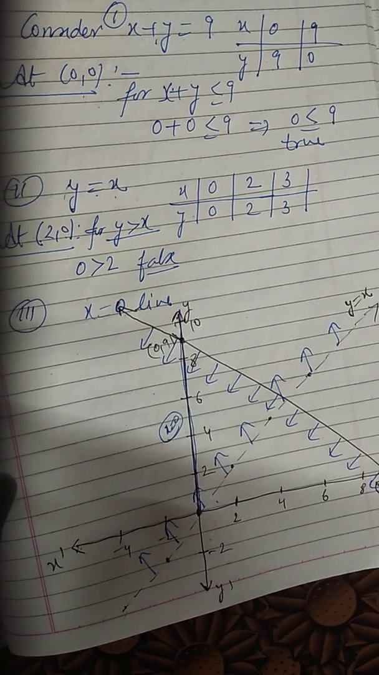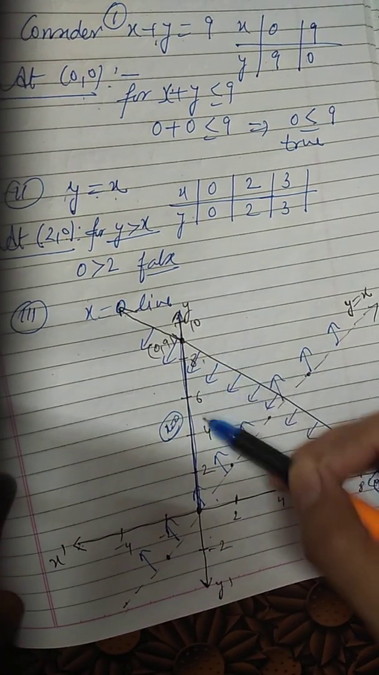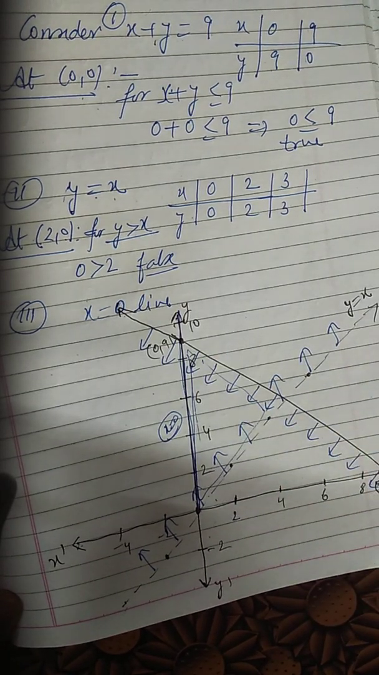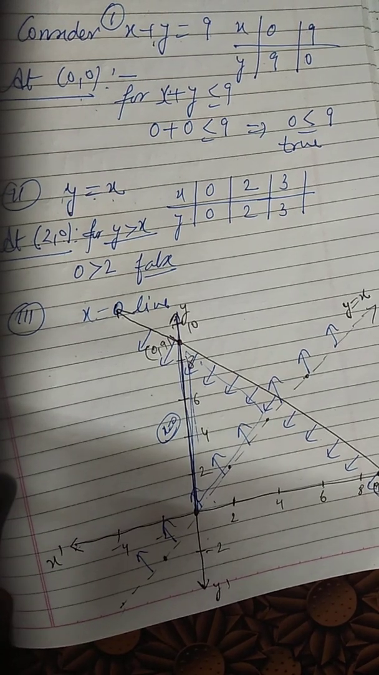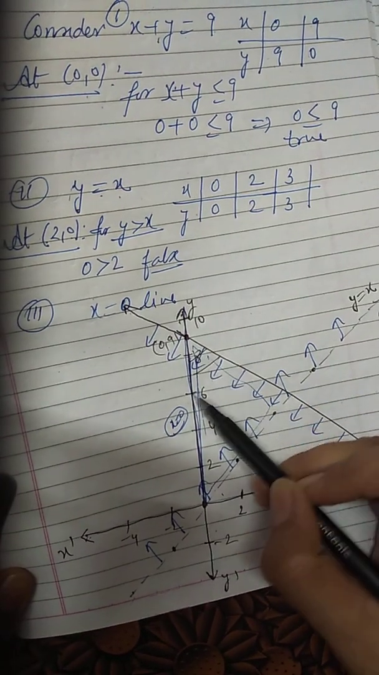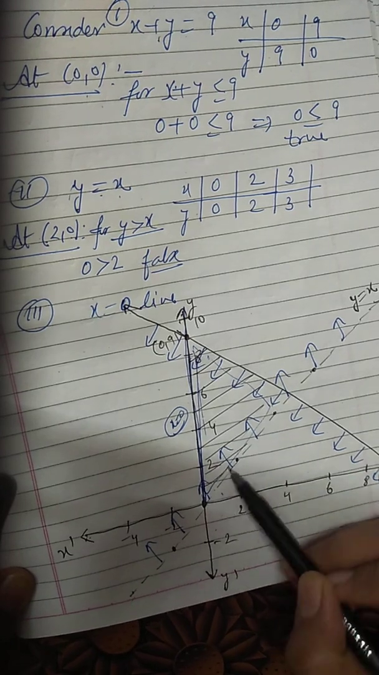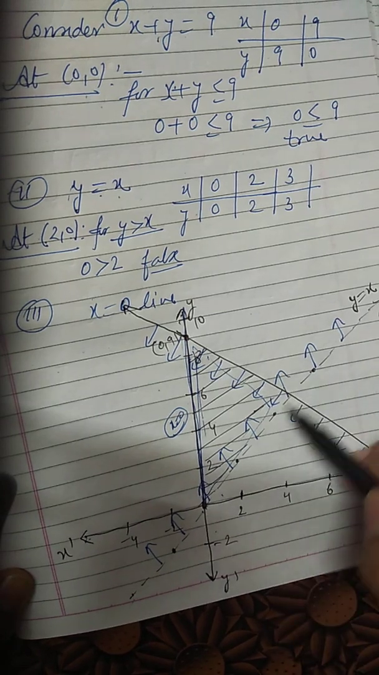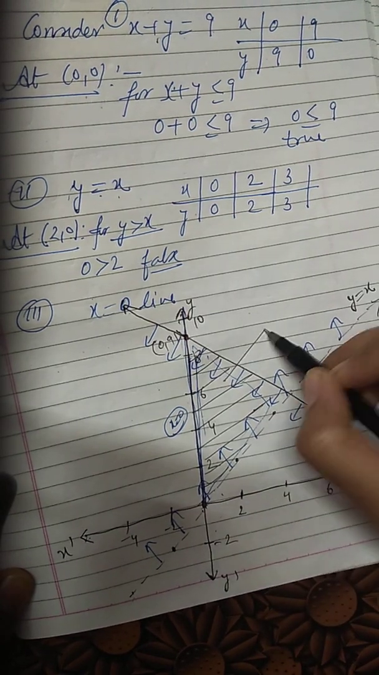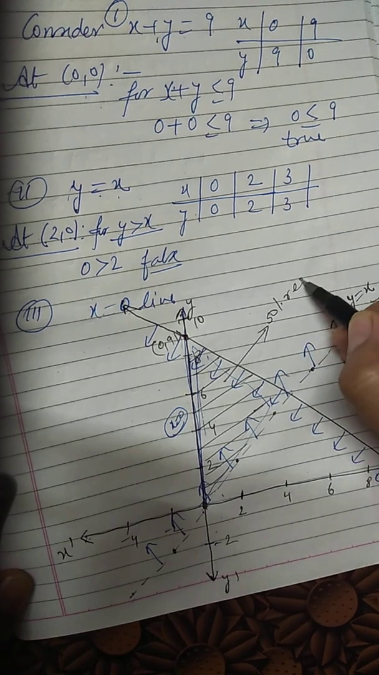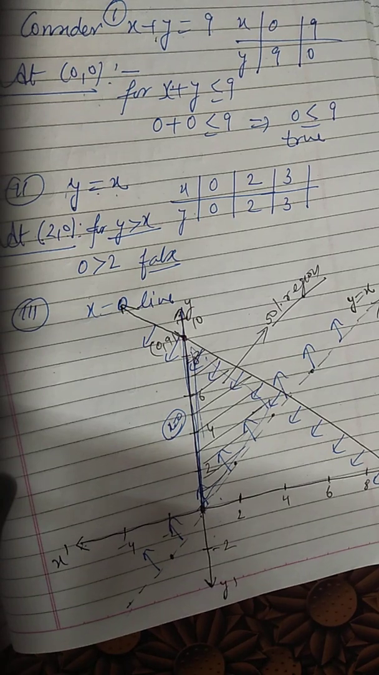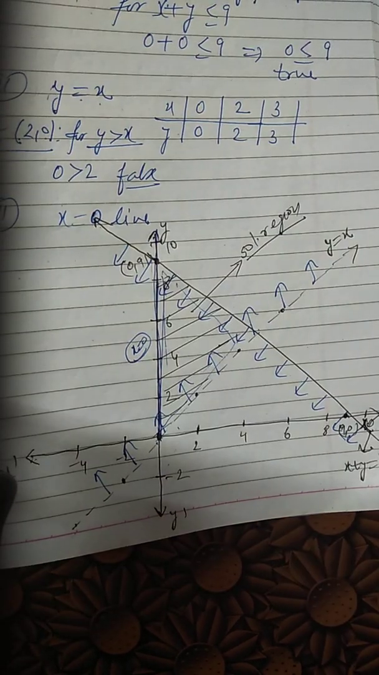Now the region which is common, towards the origin, above the line, and this region is having both the arrows. So our solution region will be this triangle, and this side is the solid line, but this is our dotted line. So here we will mark that this is the solution region.